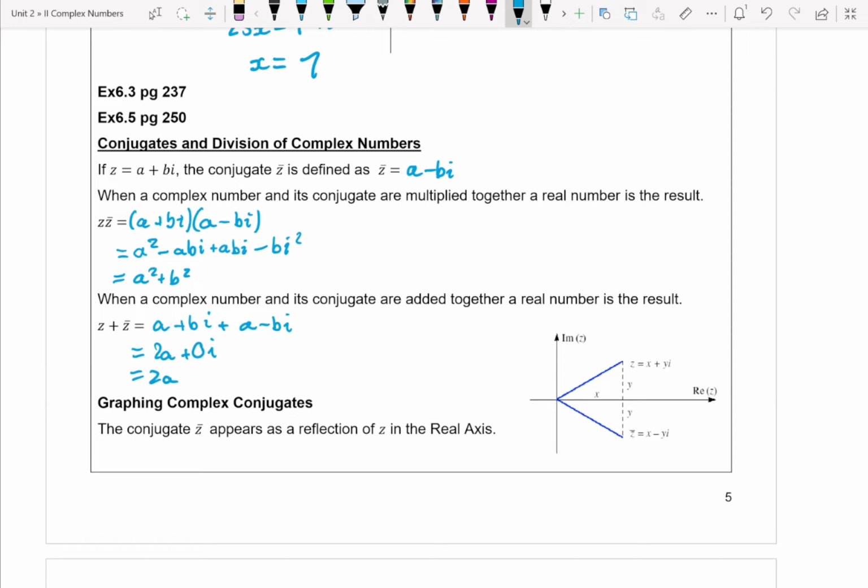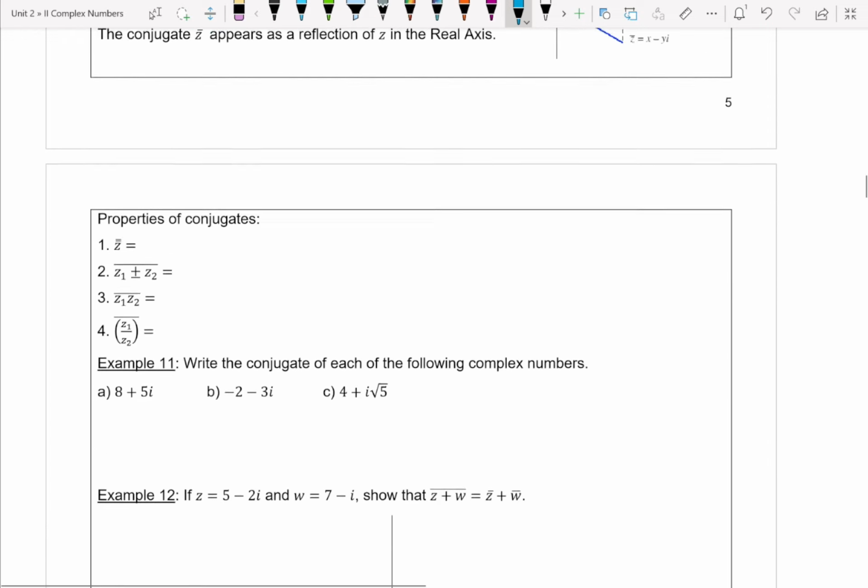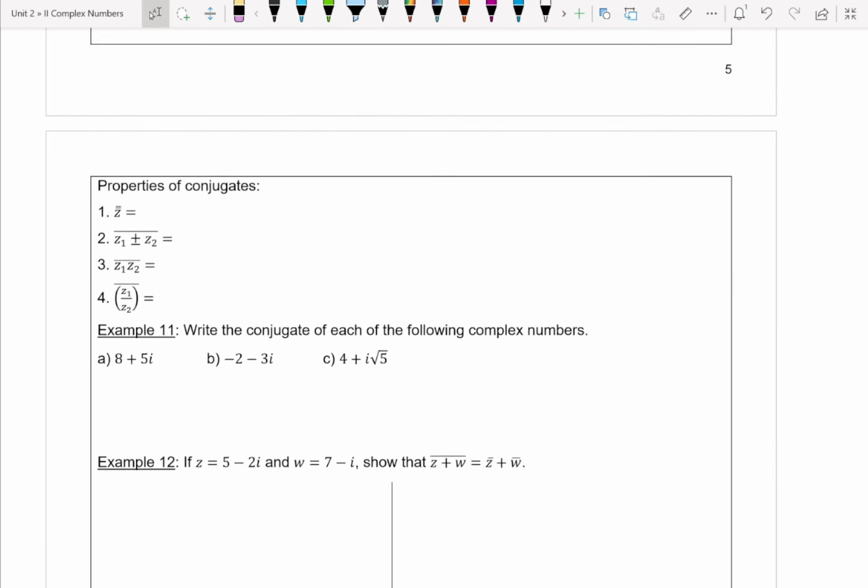Graphing complex conjugates, they're a reflection of z in the real axis. If you take the imaginary component and you make it negative, if you're in the top half of the Argand plane, you'll end up in the bottom, and vice versa. So, properties of conjugates. If you take the conjugate of the conjugate, you get the original number. If you add or subtract two numbers and then take the conjugate, that is the same as the sum or difference of the conjugates. The conjugate of the product is the product of the conjugates, and the conjugate of the quotient is the quotient of the conjugates.